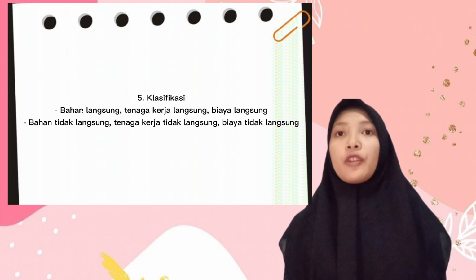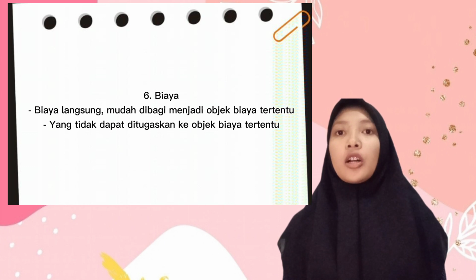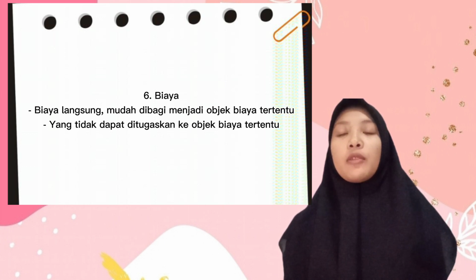5. Classification. Direct material, direct labor, direct cost. Indirect material, indirect labor, indirect cost. 6. Direct costs can actually be divided into certain cost objects, while indirect costs cannot be assigned to a specific cost object.